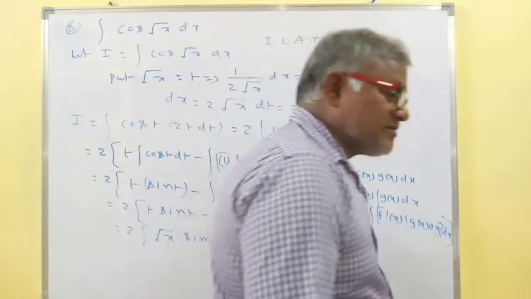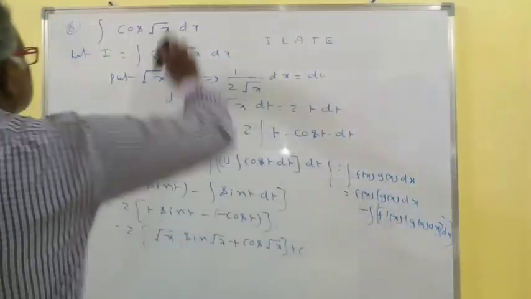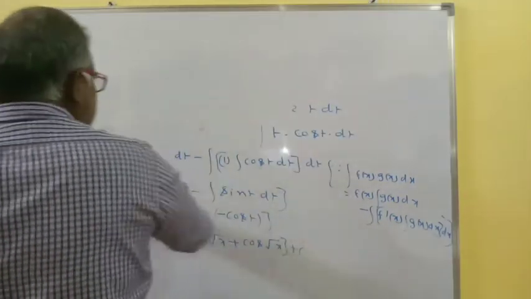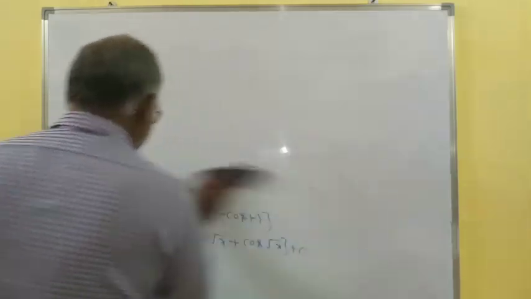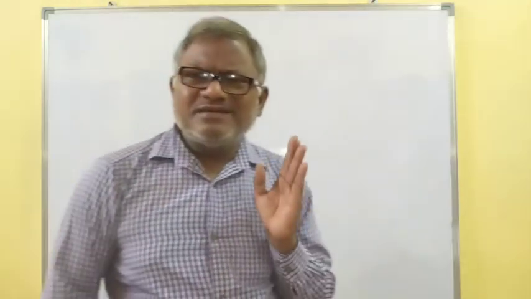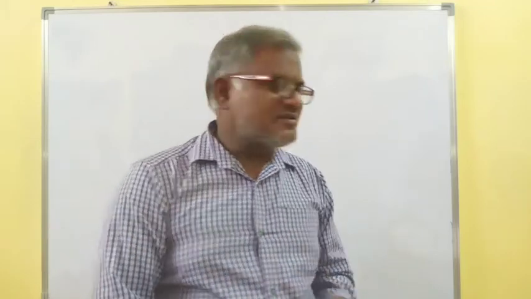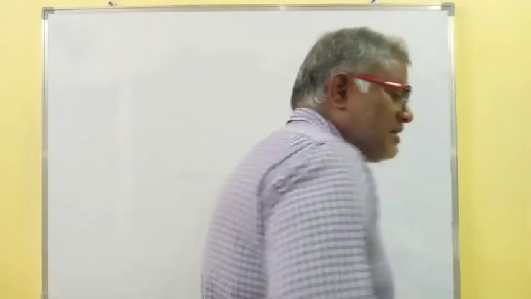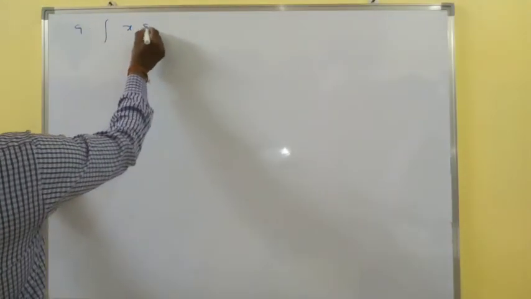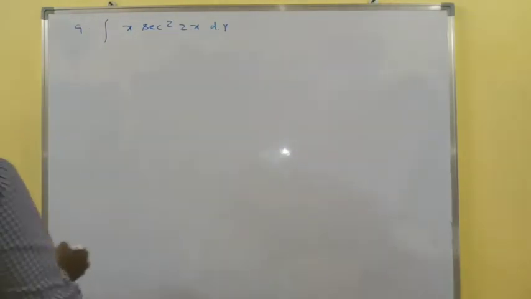Okay, next here, x into secant square 2x. Ninth one, x into secant square 2x. Same for this one also: find the integral of sin root x dx. The same method we have to use. So next, ninth one, integral of x into secant square 2x dx.